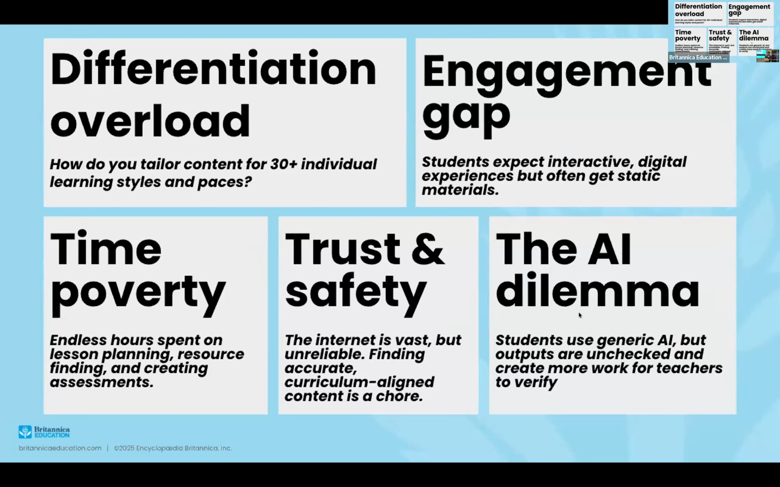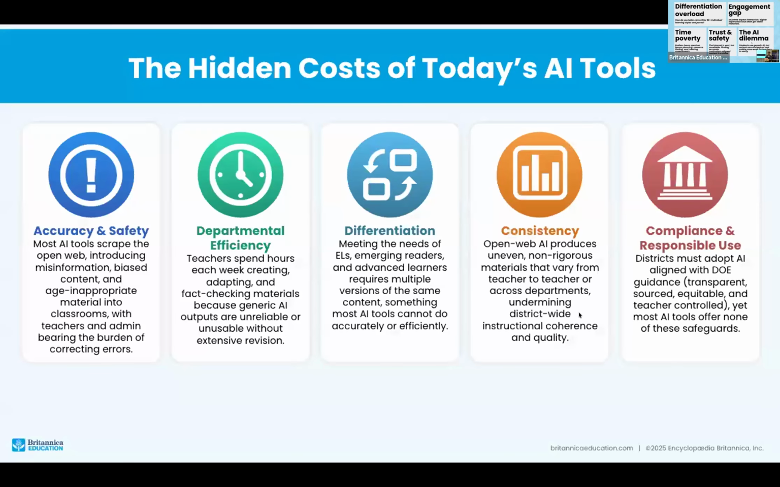I think this is something we spoke about in some of the discussions earlier: the AI dilemma. Students start using generic AI, but the outputs are unchecked, and so it creates more work for teachers at the end of the day. And I can see some of the heads nodding here.